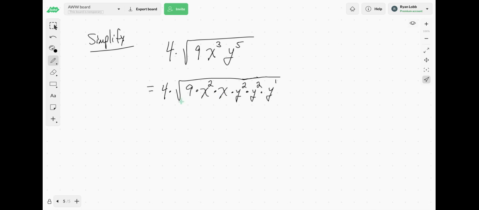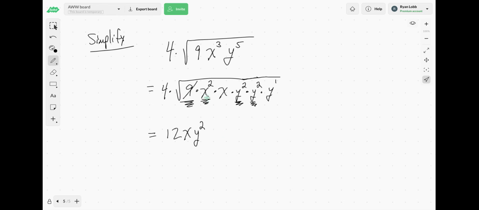There's our 3 x's. And now I could take the square root of 9, which is 3. 3 times 4 is 12. I have the square root of x squared here. What's the square root of x squared? X. I have the square root of y squared, y, times the square root of y squared, which is y. So here we have y times y. That means I'm going to have y squared.